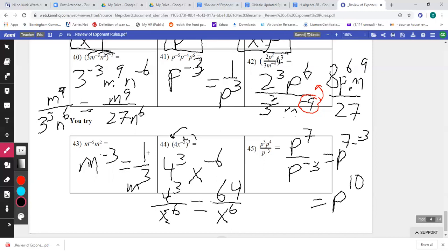Okay, so once you have this done, all you need to do to turn in is that other worksheet that's titled Review of Exponent Rules Classwork. Do that, turn it in by tomorrow by 5 o'clock.